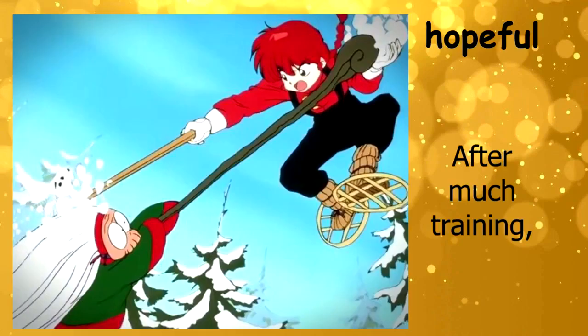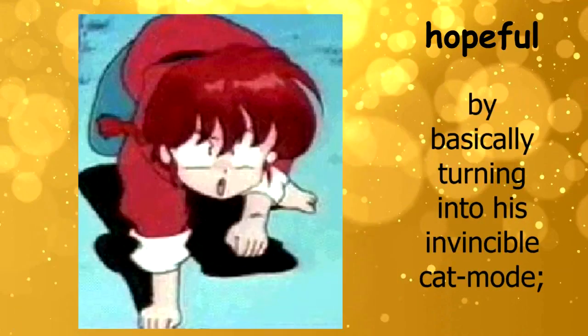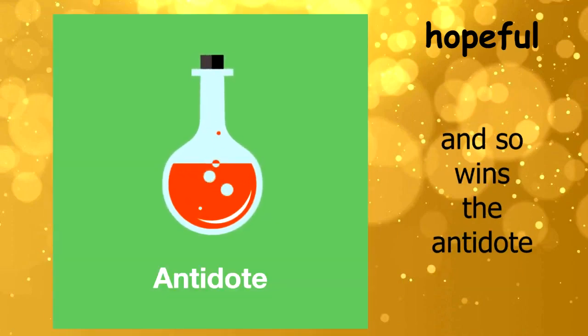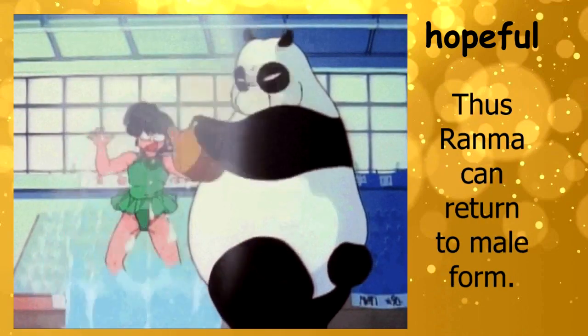Now in book 6, after much training, Ranma finally defeats Shampoo's great-grandmother by basically turning into his invisible cat mode. Akane in turn tames the cat mode Ranma and so wins the antidote to Ranma's inability to tolerate hot water. Thus, Ranma can return to male form.